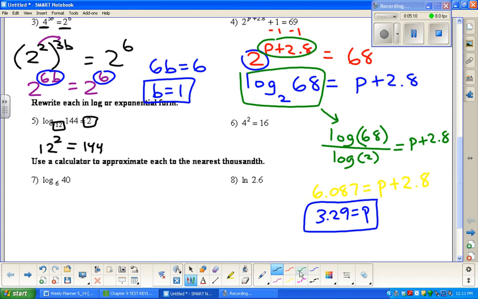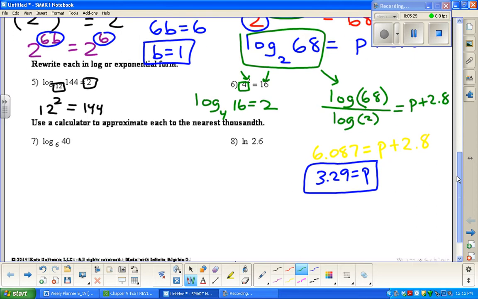Okay, and then number 6, again, same kind of thing. We're going to change it to log form. So it's the log. Again, get that base figured out. The base is the thing getting raised to the power. We're taking the log of 16, and the log always equals whatever the exponent is. Okay, so that's just simply changing forms.